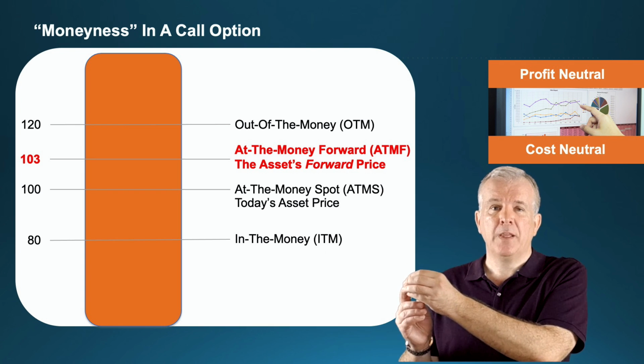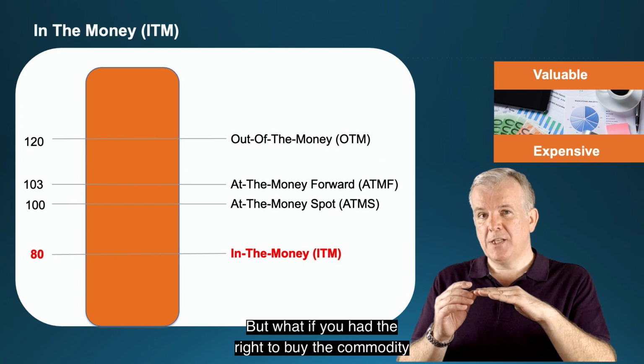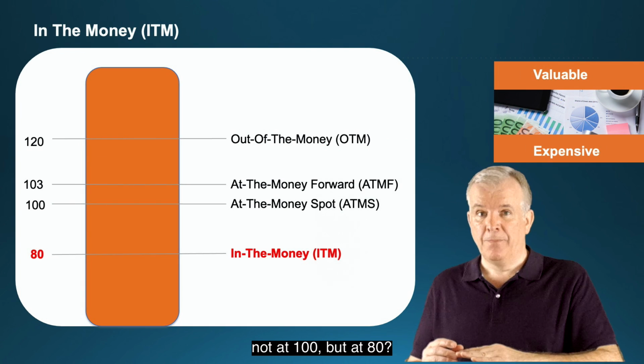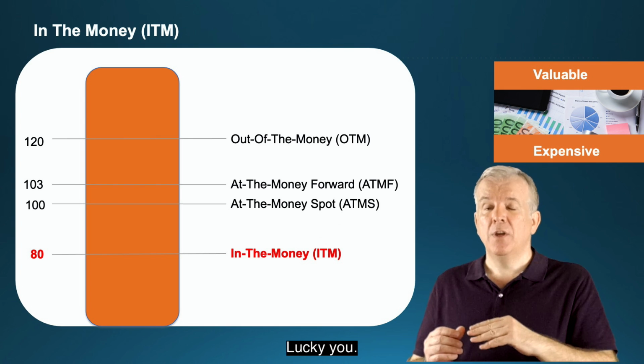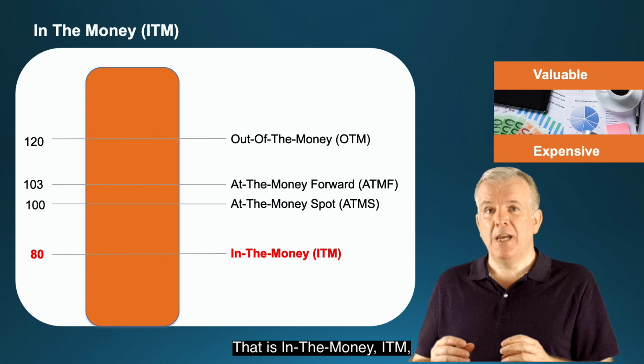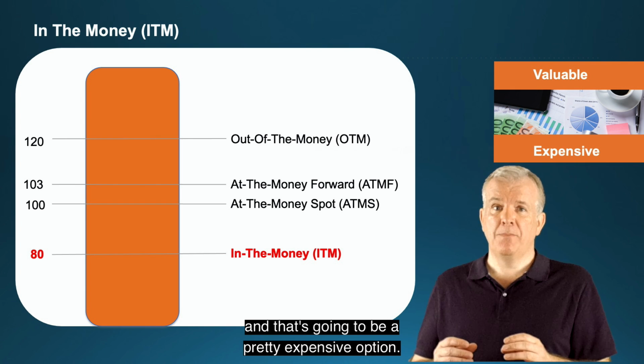But what if you had the right to buy the commodity not at 100 but at 80? I mean, that's a really good price. You're paying 80 instead of 100, lucky you. That is in the money, ITM, and that's going to be a pretty expensive option.